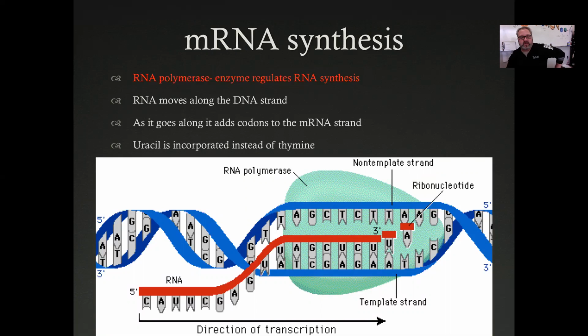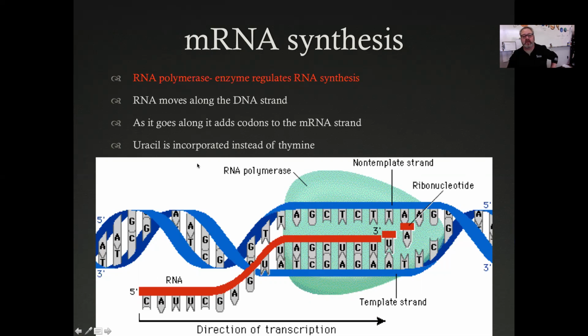So RNA moves along the DNA strand. This red strand right here is the RNA. As it's going, it's adding a uracil, an adenine, and there's a thymine there. So another adenine would get added on here. Here's a cytosine, so there's going to be a guanine. You can see that right there. So this strand is being made complementary to the other strand.